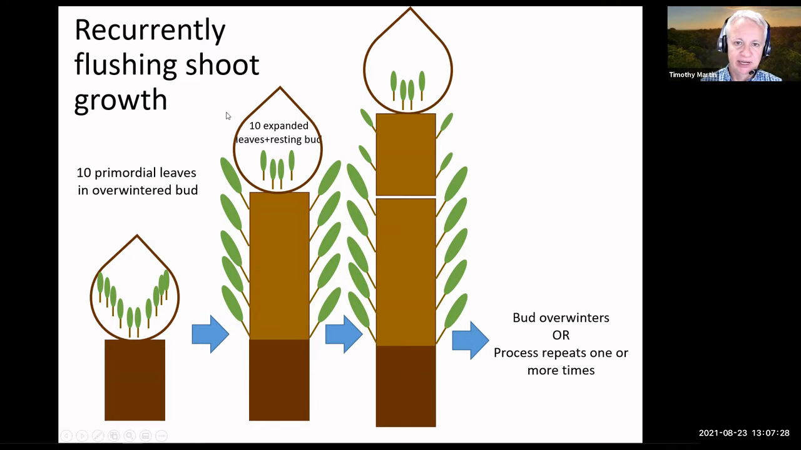And that bud in the spring expands, and those primordia expand and grow to their full size. And then a resting bud is set. Then some period of time later, not very long, that bud expands, produces a new cycle of shoot expansion and growth, and another resting bud is set. That resting bud can potentially overwinter, or this process may repeat one or more times. So in other words, we can get this cycle of formation of a resting bud, the expansion of that resting bud, and setting of another bud several times during 1 year.